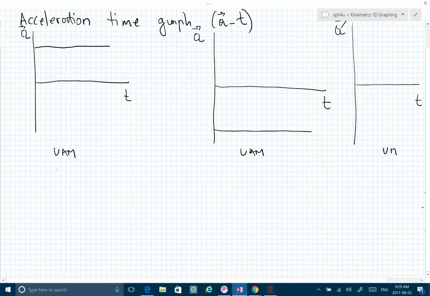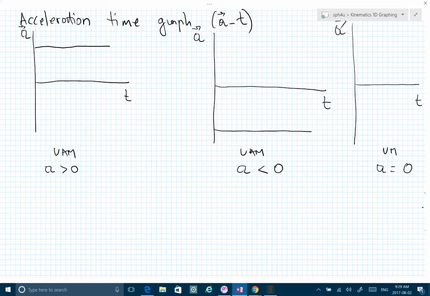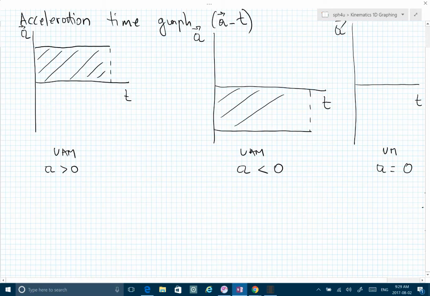The first one, all we can tell is the acceleration is positive. The second one, the acceleration is negative, and the third one, the acceleration is zero. Remember, positive or negative means direction. What other information can we find here? Well, that's pretty much it, other than the area under the graph can tell us that the change in velocity here is positive.